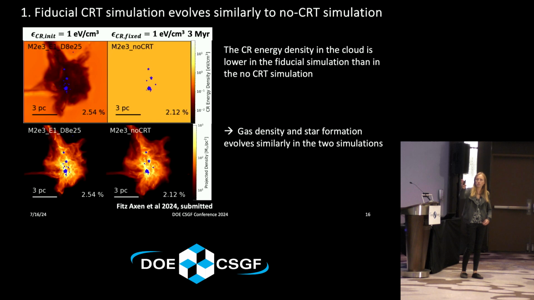So here you can see the gas density of these two simulations at 3 million years. You can see it looks very similar. There's small statistical differences in the stars forming in these two simulations, but overall they evolved very similarly.